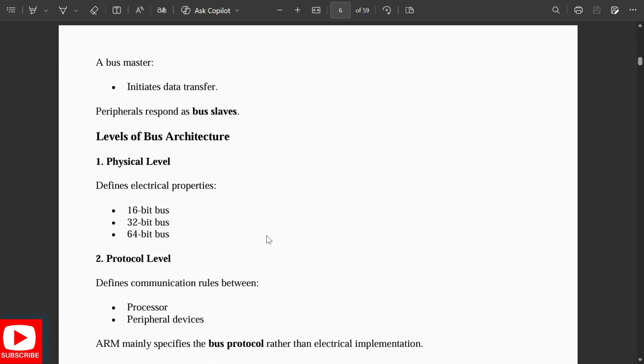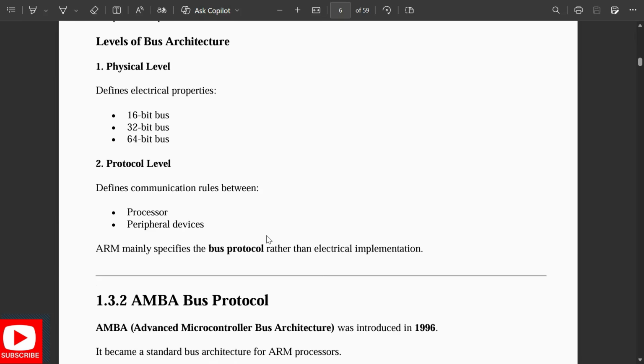There are levels of bus architecture here: the physical level and the protocol level. The physical level defines the electrical properties, like a 16-bit bus, 32-bit bus or 64-bit bus. The protocol level defines the communication rules between the processor and peripheral devices. ARM mainly specifies the bus protocol rather than the electrical implementation.